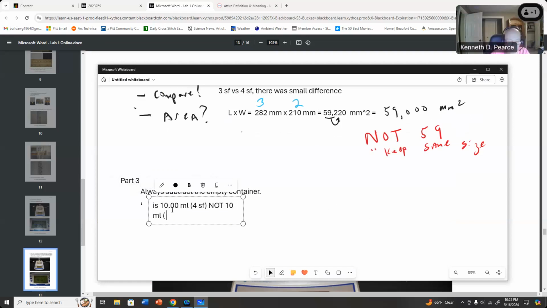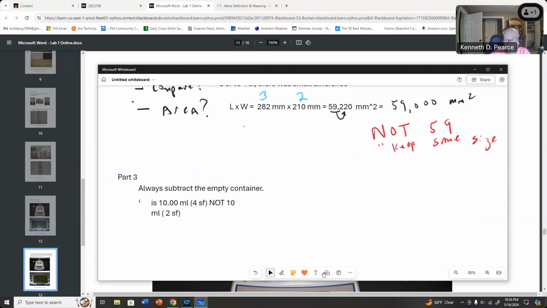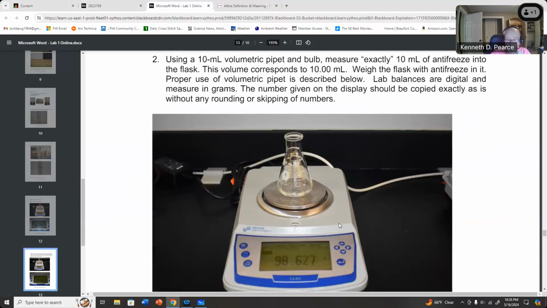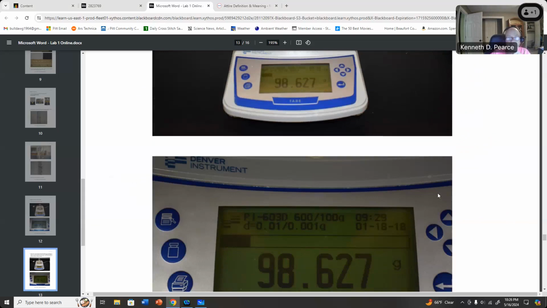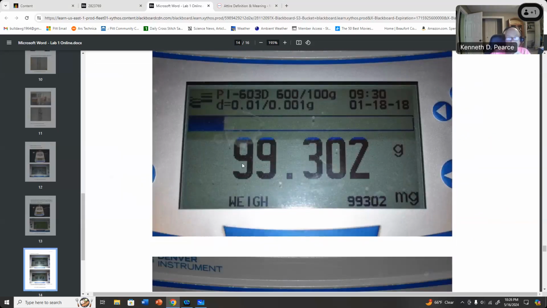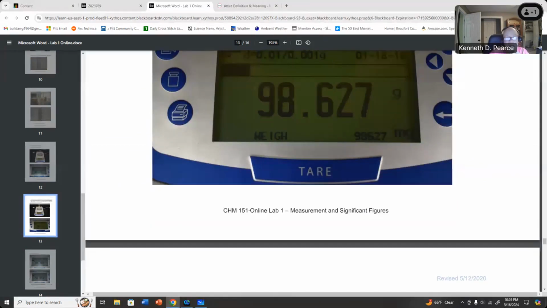We're trying to be precise. In other words, how many decimal places can we go out? So we want to be able to go out at least 4. All right, and so when we take a look at this lab, we got 3 decimal places here. I mean, we got a bunch of decimals. Okay, so this is 5 SF. This is after you add the antifreeze.